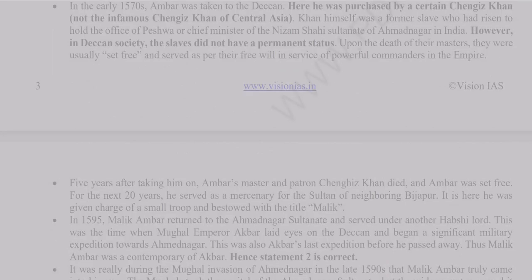In the early 1570s, Umbar was taken to the Deccan. Here he was purchased by a certain Chengiz Khan, not the infamous Chengiz Khan of Central Asia. Khan himself was a former slave who had risen to hold the office of Peshwa, or chief minister, of the Nizam Shahi Sultanate of Ahmadnagar in India. However, in Deccan society, the slaves did not have a permanent status. Upon the death of their masters, they were usually set free and served as per their free will in service of powerful commanders in the empire.